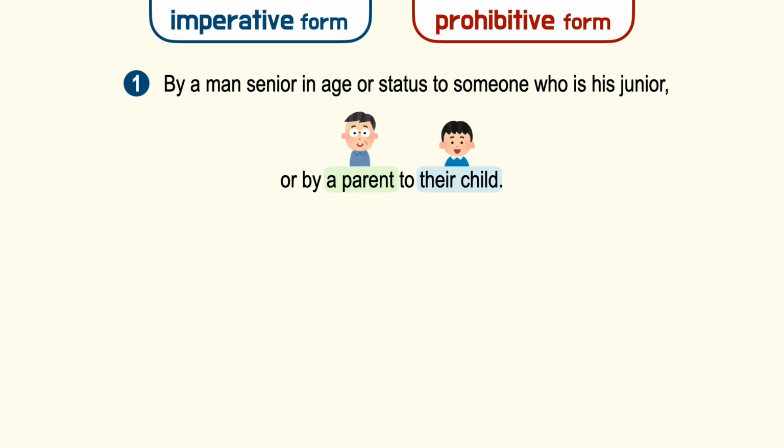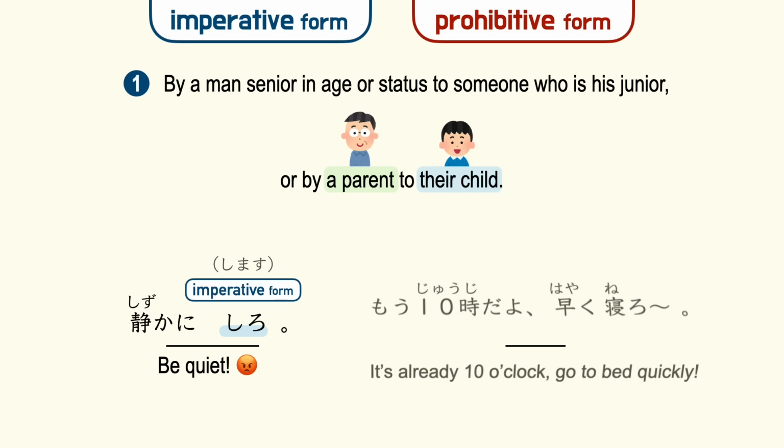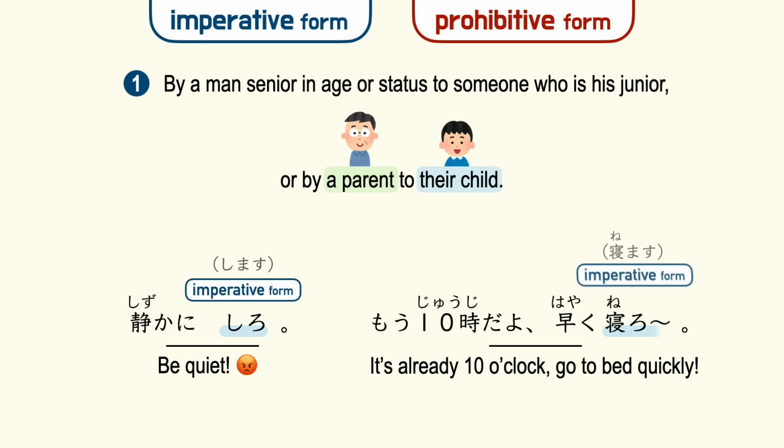Using these forms isn't very common today. But of course, it depends on the household. Yeah, I do sometimes hear parents use them with their kids. Like, 静かにしろ, be quiet, especially when they're angry or irritated by their children. Or like, もう10時だよ, 早く寝ろ. It's already 10 o'clock, go to bed quickly. In a soft and kind of playful tone, like, 早く寝ろ.